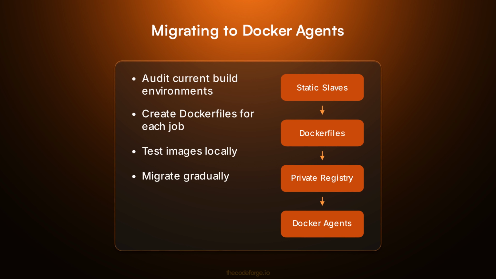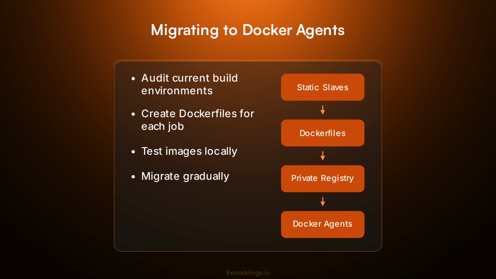Migrating from static slaves to Docker agents requires careful planning. Audit your build environments, create Dockerfiles, test locally, set up a private registry, and migrate jobs gradually, starting with non-critical ones.